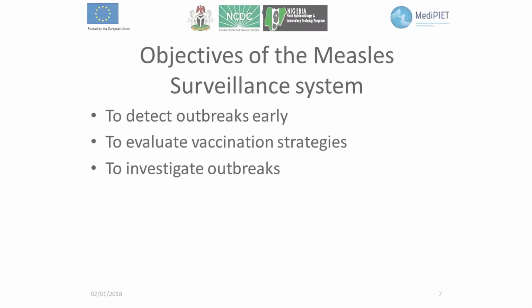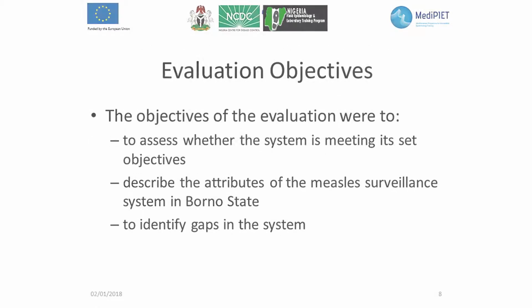The objectives of the measles surveillance system are to detect outbreaks early, to evaluate vaccination strategies, and to investigate the outbreaks. The objectives of performing the evaluation are to assess the system in terms of the system attributes, to assess whether the system is meeting its set objectives, and to identify gaps in the system.